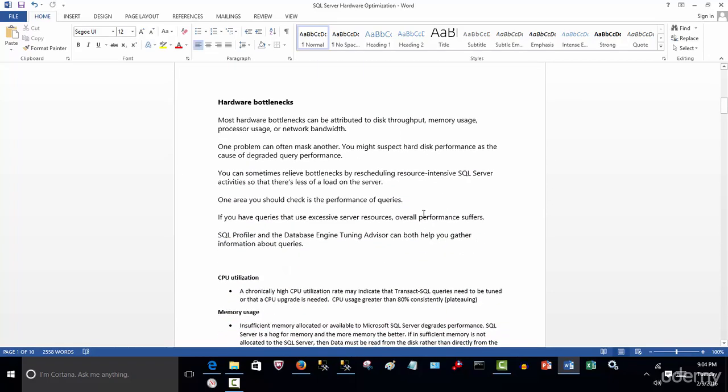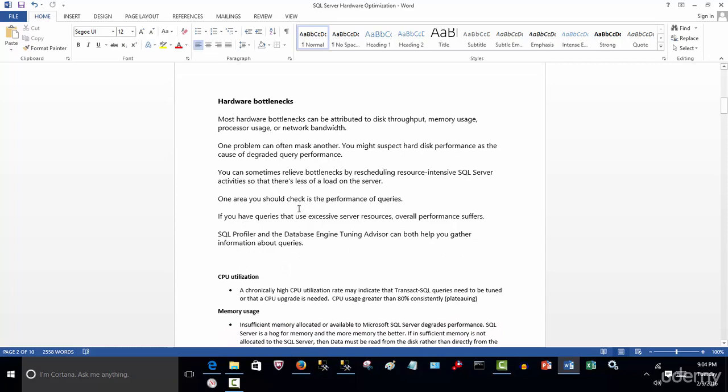A couple of things here just to mention about hardware bottlenecks. As I mentioned, most hardware bottlenecks can be attributed to disk throughput, memory usage, processor usage, or network bandwidth. And these are the four areas that we've been talking about, just to reiterate. One problem can often mask another. And what I mean by that is you may think that the disk is causing a performance problem when it's actually your queries that need to be fine-tuned. And so we'll talk about that also.